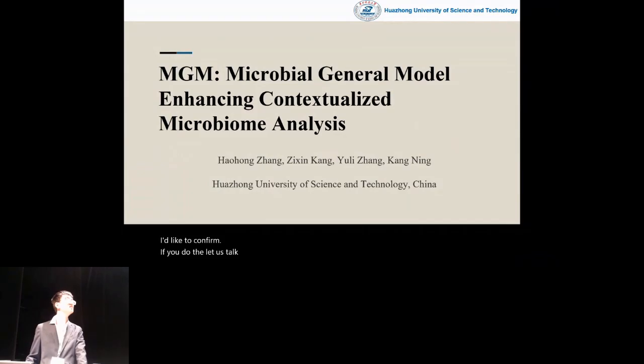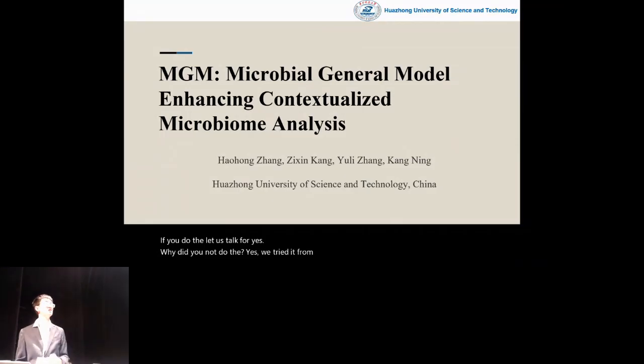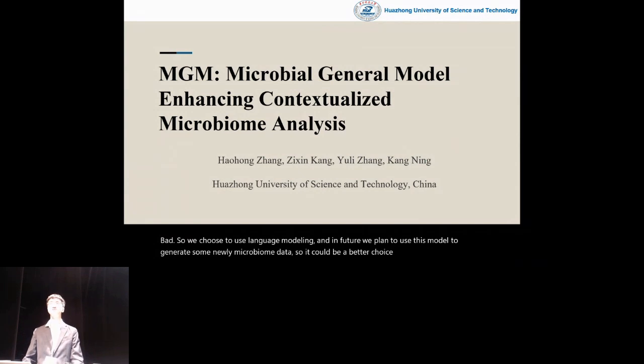So why did you not do the masked language modeling? Yes, we tried it from the very beginning, but the performance on downstream tasks was bad. So we chose to use causal language modeling. And in the future, we plan to use this model to generate newly microbiome data, so it could be a better choice. Thank you.